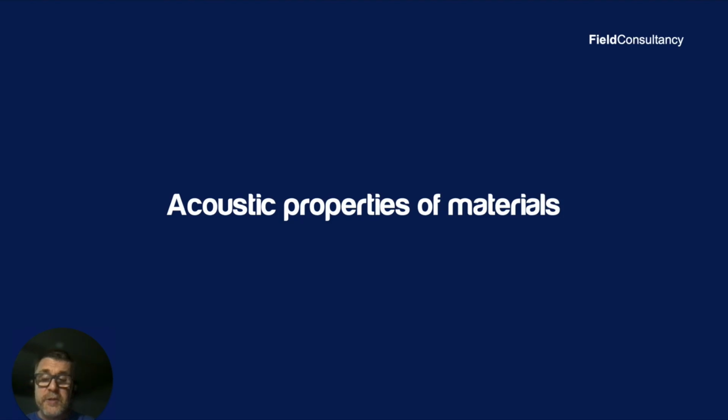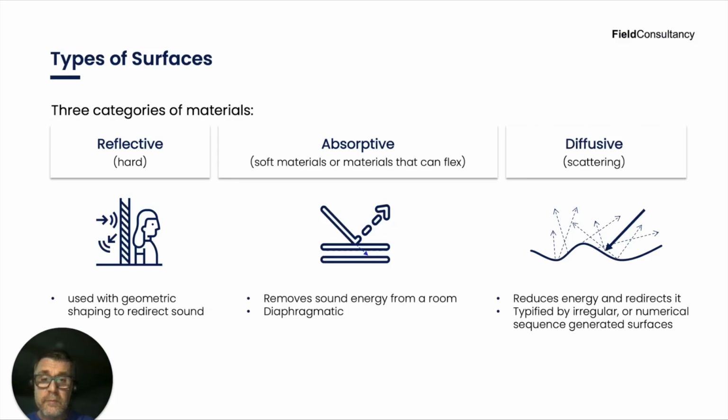Acoustic properties of materials. Now that we know that sound within a space can be made up of direct sound coming from the source to the listener location and also sound reflected off the inner surfaces of a space, it is important to consider the three categories of materials that are found within buildings.